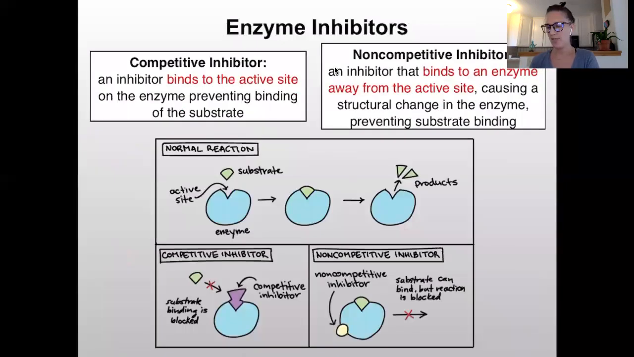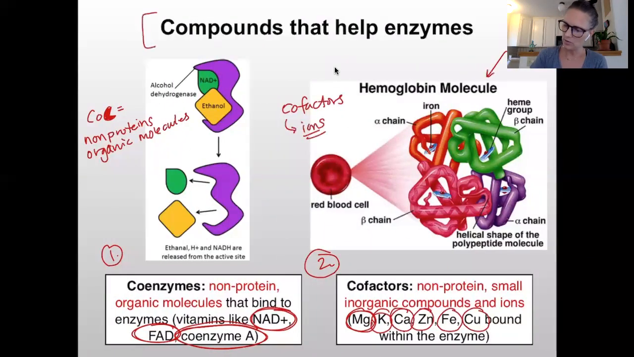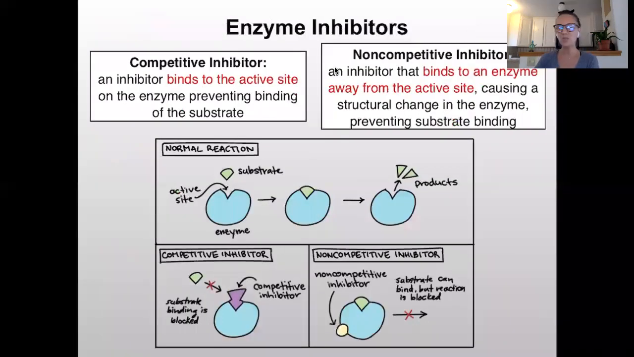You can also have things that can inhibit enzymes, right? So these 2 increase the function of the enzyme. Cofactors and coenzymes work together. They help enzymes. But we also have things that can inhibit, all right? And they can do it in 2 different ways. The first is called competitive inhibitor, and this competes with binding for the active site, right?